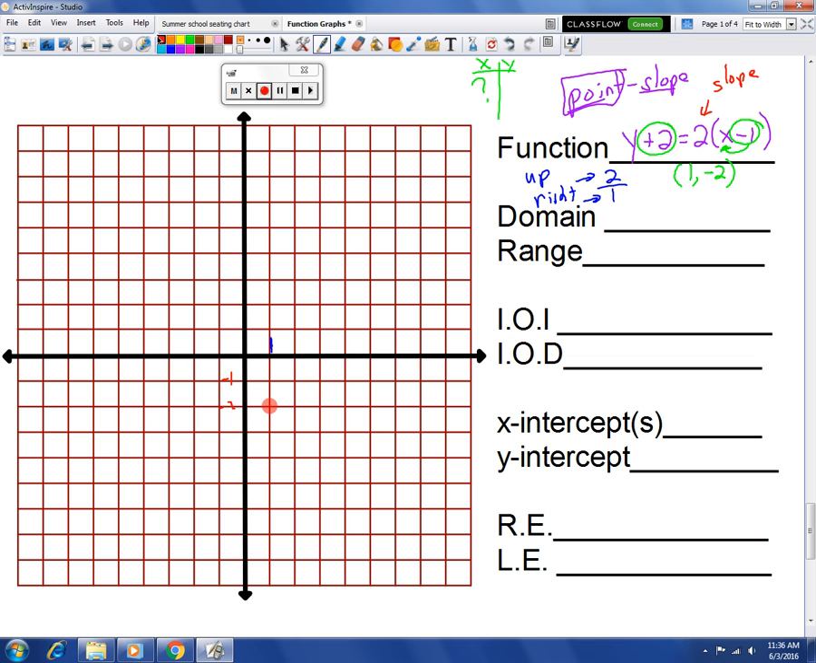So here we go, up 2, that's 1, that's 2, then go right 1. From there, up 2 and right 1. Up 2, right 1. Very easy on the Promethean board. Down 2, left 1. Down 2, left 1, or left 1, down 2. Doesn't matter what order you do them. So here's our line.